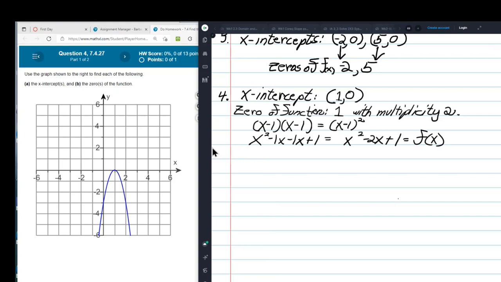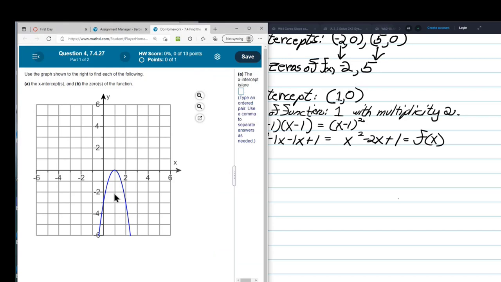Okay, and what else? Well, how I know that there are two of them is that whenever you see a graph come up and touch the x-axis, when I was a girl, we called it kissing the x-axis, and then go back the same way, that means that it has multiplicity two. That's just another little fact you learn along the way about graphs. So anyway, let us move on.